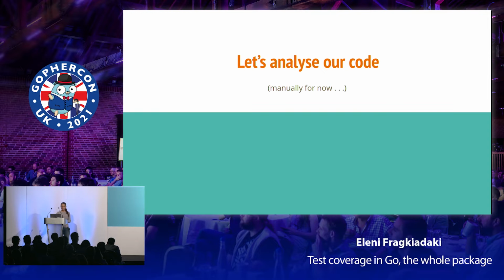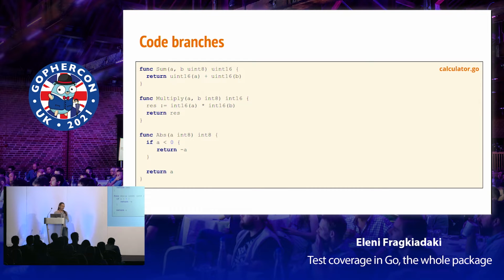And to begin with, we are going to see how that works manually. So we are going to do it by hand, let's say, just to see how that works. The first thing that we need to understand is what code branches are in the concept of coverage. In this example, this is the calculator.go, again, the three functions that we saw: the sum, the multiply, and the absolute.